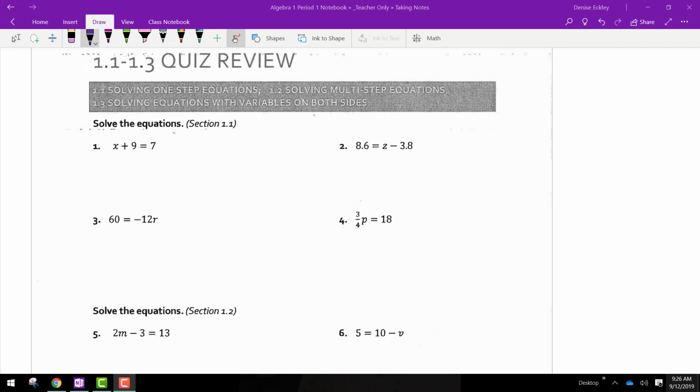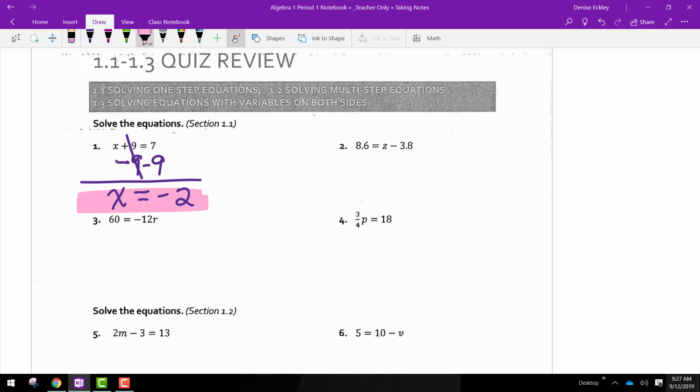The first thing we're doing is for numbers 1 through 4, these are one-step equations where you have one operation to do to get the variable by itself. So for number 1, we have x plus 9. So we're going to undo the addition of 9 by subtracting 9 from both sides. And when we do that, we get x by itself, because the plus 9 and minus 9 will cancel, and then we have 7 minus 9, which is negative 2. So our answer is x equals negative 2.